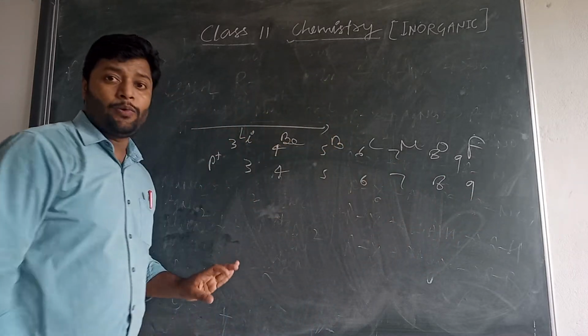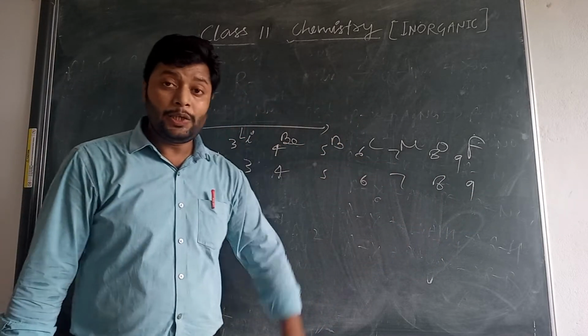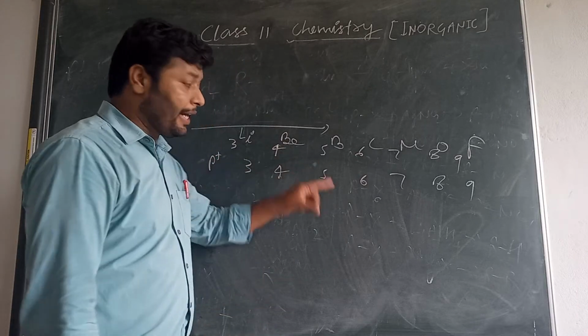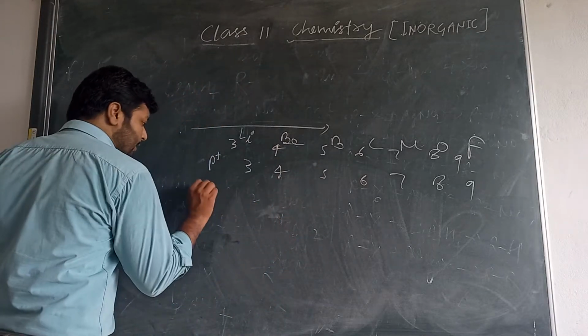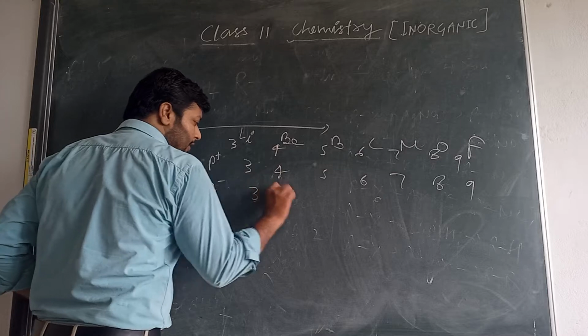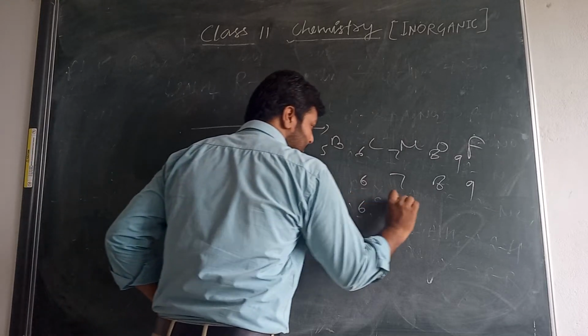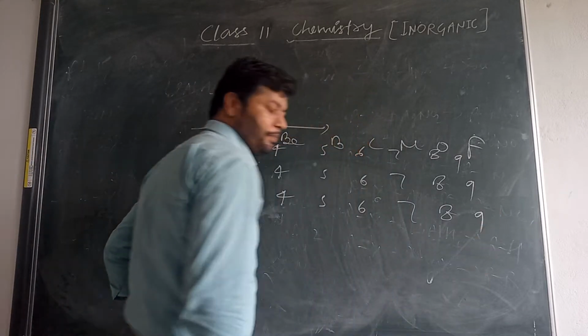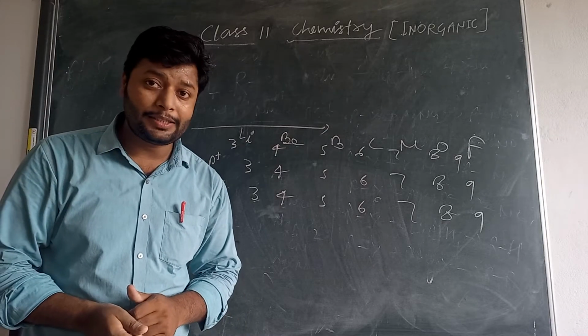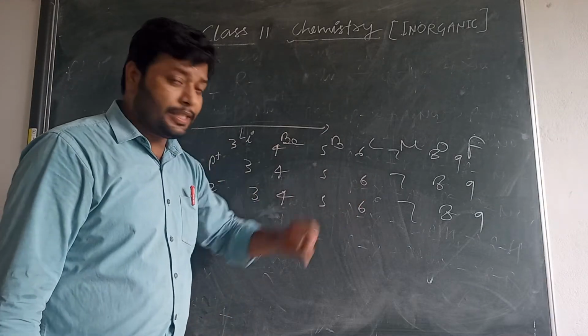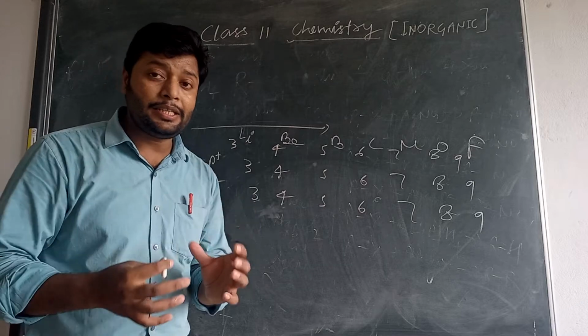This is called nuclear charge. But at the same time, the number of electrons also increases: 3, 4, 5, 6, 7, 8, 9. But students, when the number of electrons increases, there is a screening value.